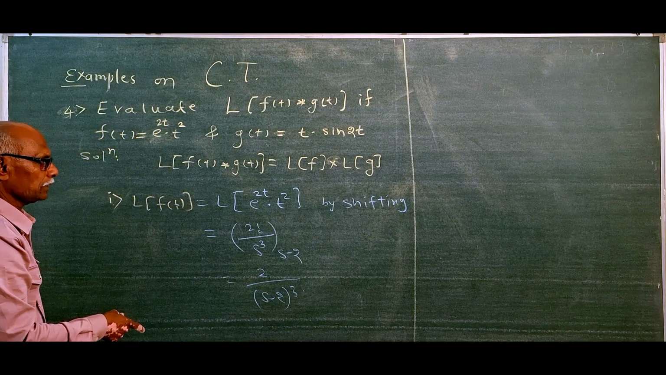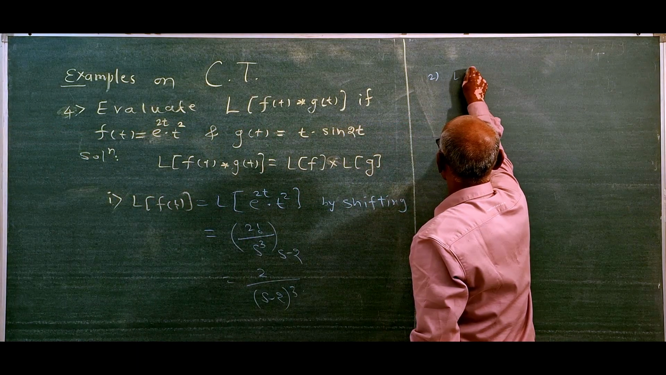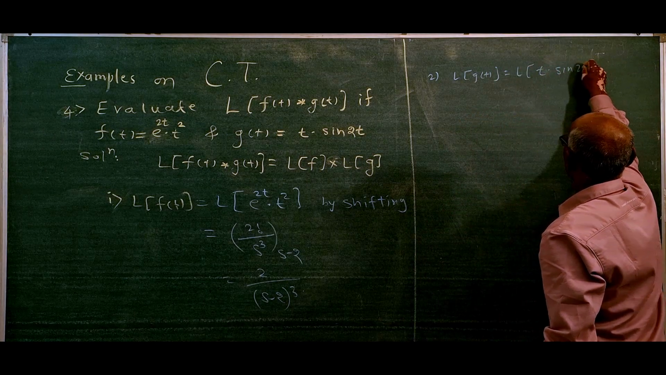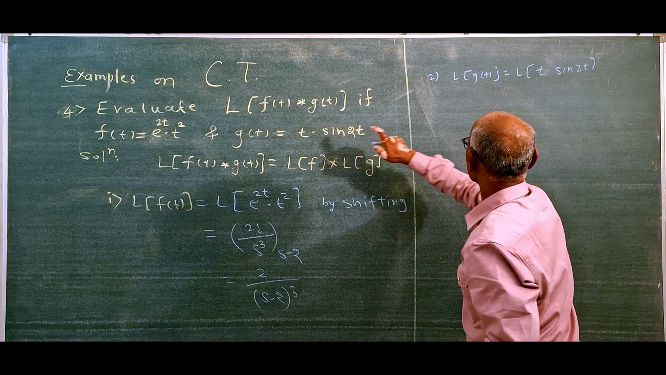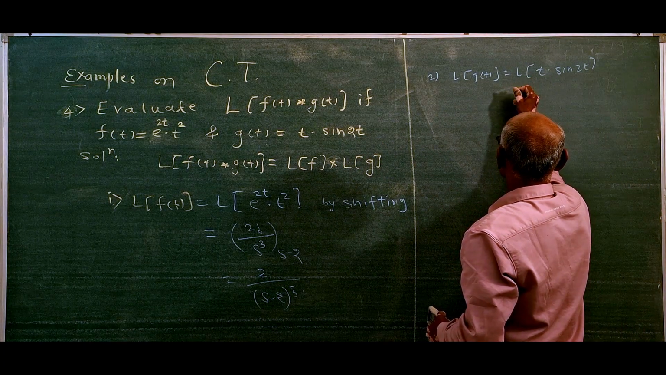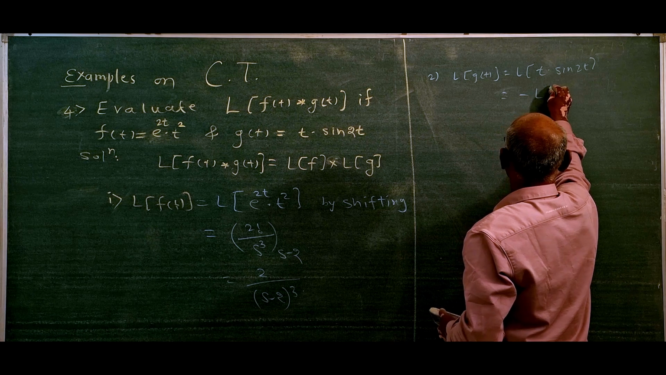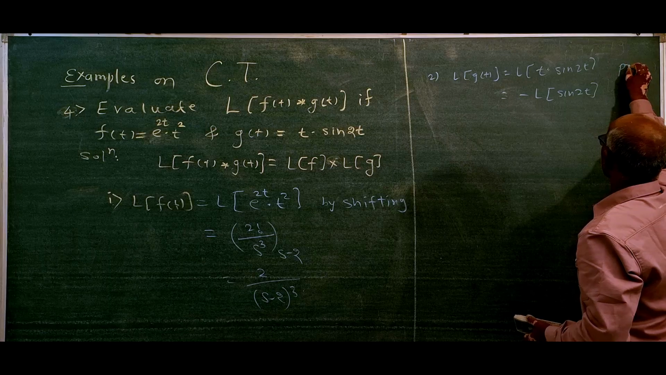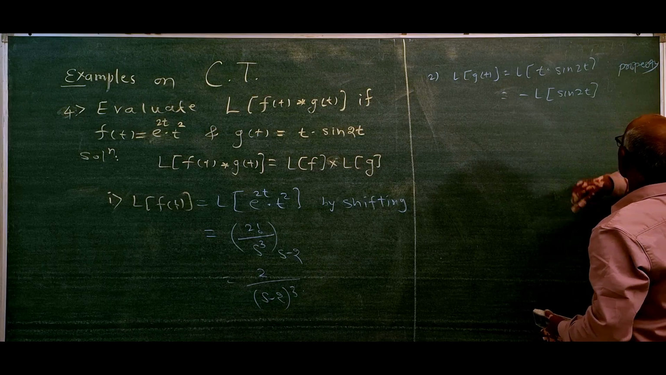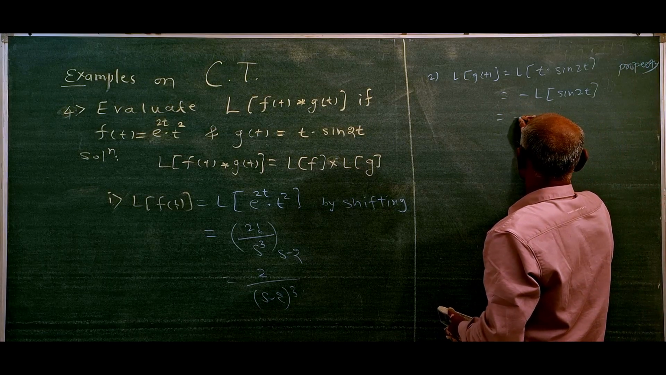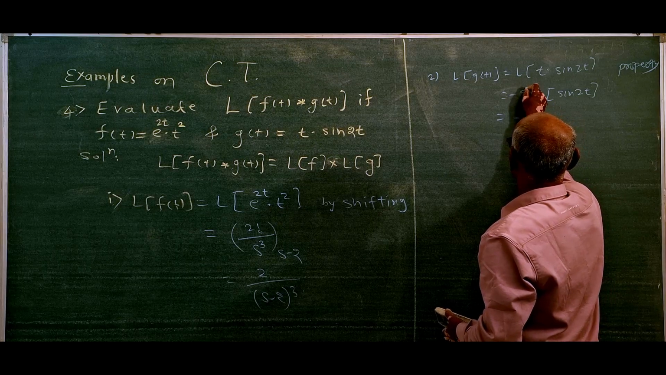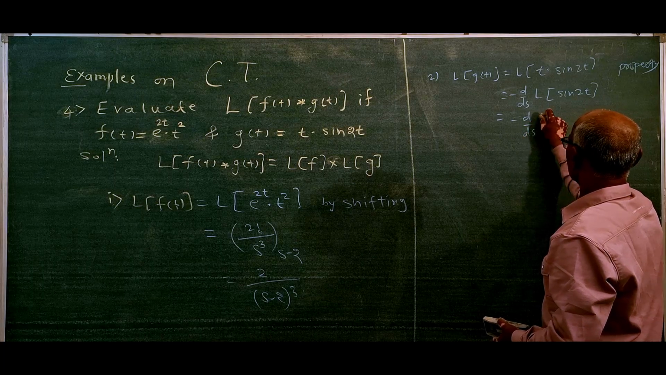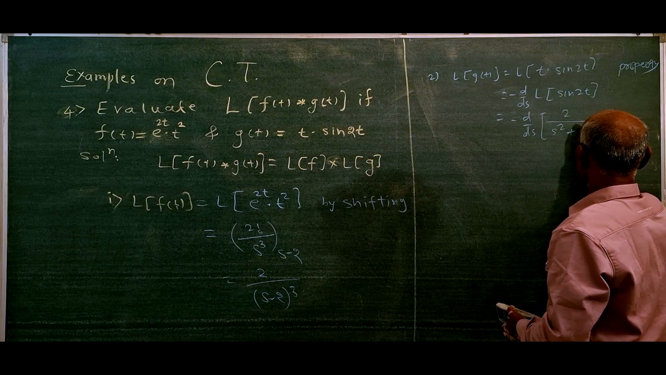This is the first Laplace. And then we try the second: Laplace of g of t, that is the Laplace of t into sin 2t. So this is equal to minus d by ds of Laplace of sin 2t, because we are multiplying by t and using that property. And therefore minus d by ds into bracket 2 divided by s square plus 4.